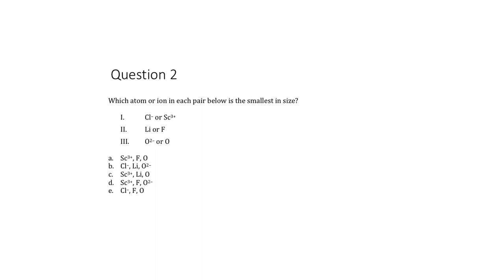Question 2, which ion below is smallest in size? So chloride or scandium, both of these have 18 electrons. They both have the argon configuration. Scandium has 18 plus 3, 21 protons. Chlorine only has 17. So the smaller ion here is scandium. We can rule out B and E.